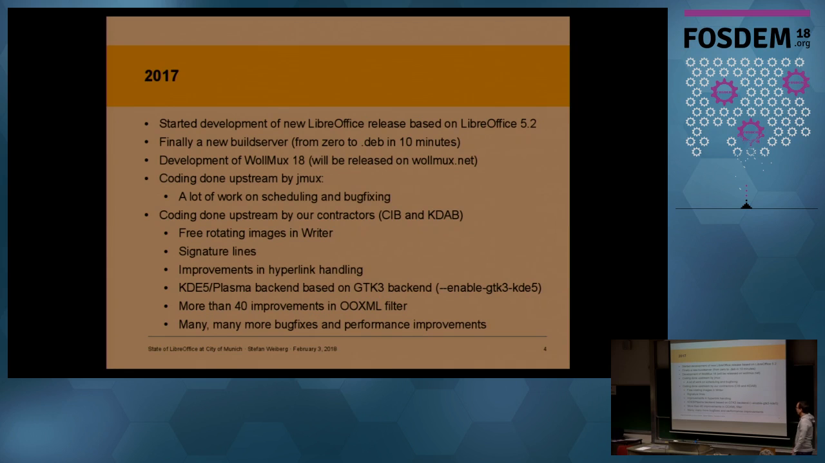And we also sponsored a lot of work at CIB and KDAB, mostly CIB: free rotating images and also the border frames you talked about. Signature lines, Samuel talked about today, and improvements in hyperlinks handling, KDE5 Plasma backend, which is based on GTK3, a lot of work by KDAB in cooperation with CIB, and more than 40 improvements in OOXML, and also many, many more bug fixes and performance improvements.